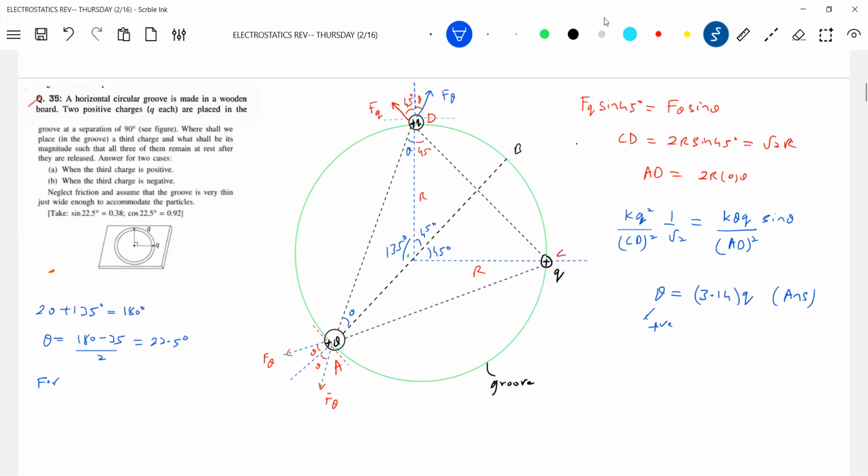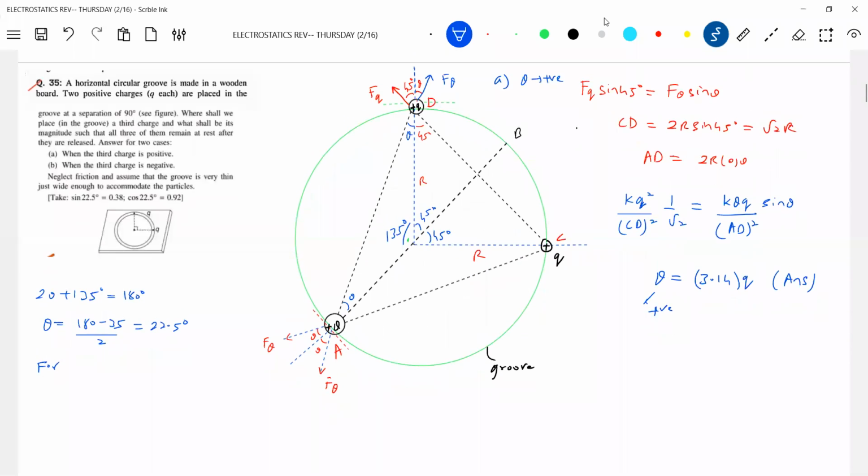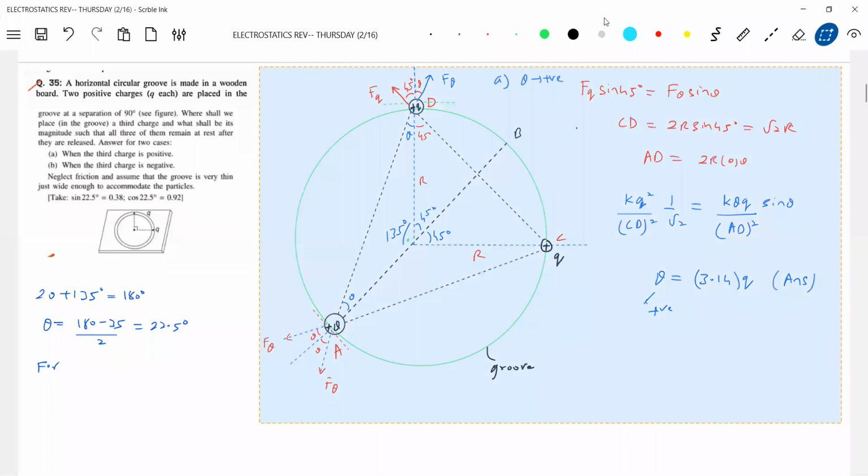Similarly, negative is telling when the third charge is negative. Negative means, tell me, where are you going to place it? At B only. At B you are going to place it. The first case we discussed is Q positive. The second case, when Q is negative, we have to check now. I think it's all about mathematics, very little concept. Only the idea of how equilibrium in a groove is possible is needed. Only this diagram is needed, no?